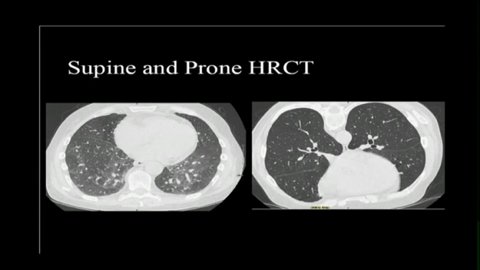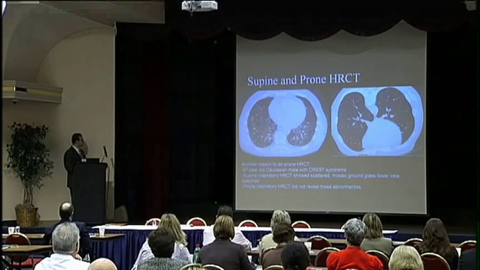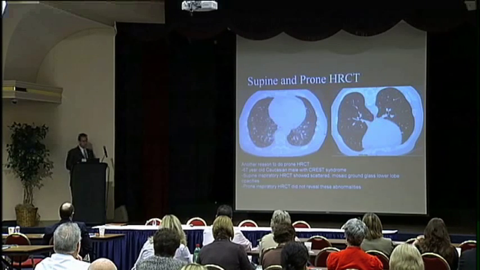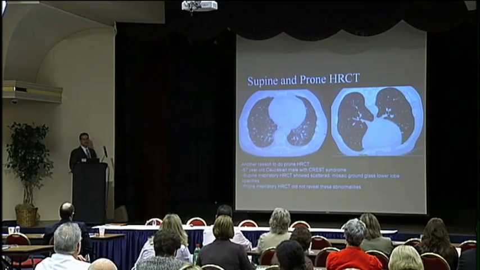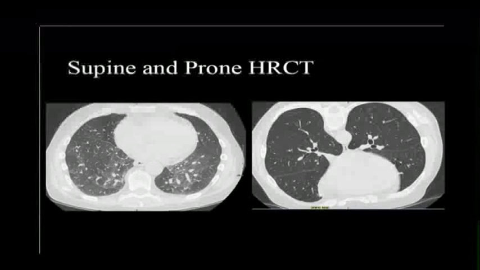And when I first looked at it, I said, he's got some changes. You can actually see some mosaic ground glass attenuation here in the lower lobes. But when I looked at his prone high-resolution CT scan, it's clear. So I felt a lot better after that. Sometimes things that are seen in the supine CT, especially dependent changes, will go away when you prone a patient. So that's why I like to prone most of the patients I'm evaluating for interstitial lung disease.